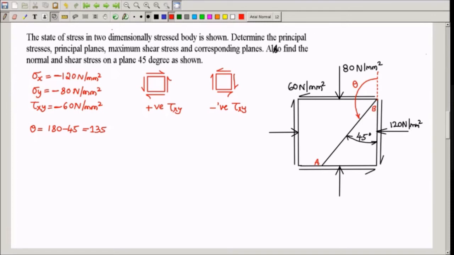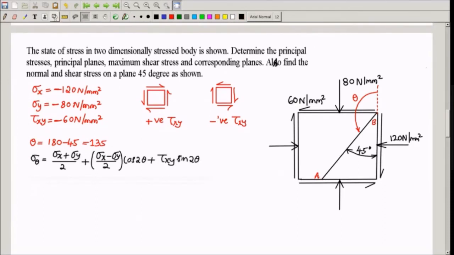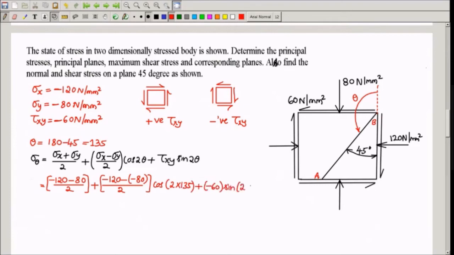So we will use the equations now. Sigma theta. I will substitute the values. Here you see sigma x is minus 120 and sigma y is minus 80, divided by 2, plus (minus 120 minus of minus 80) divided by 2, cos 2 into 135, plus tau xy, which is actually minus 60, into sine 2 into 135. Calculate this, it will be minus 40. So this is the normal stress on the plane AB, which is inclined at 135-degree positive angle with respect to the vertical line.